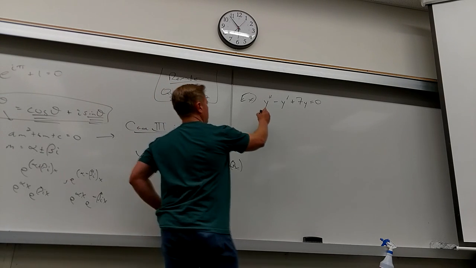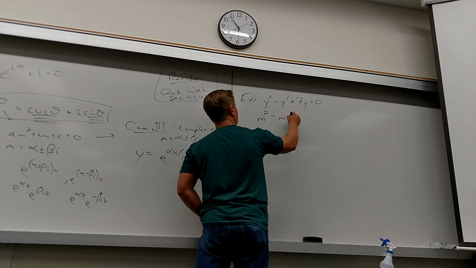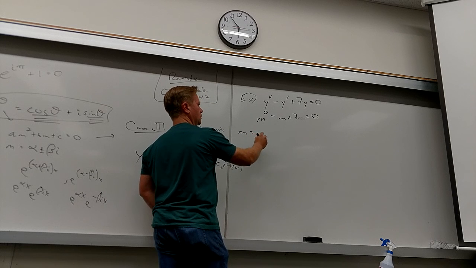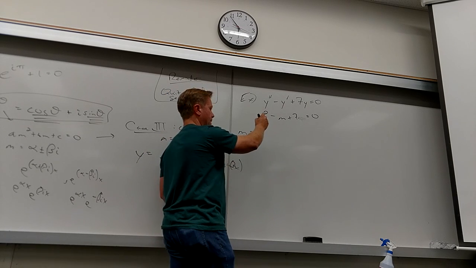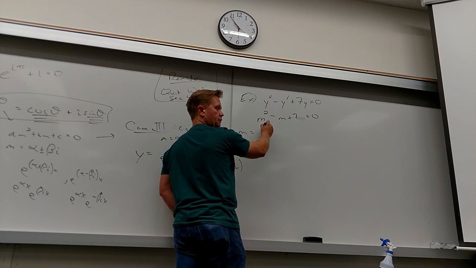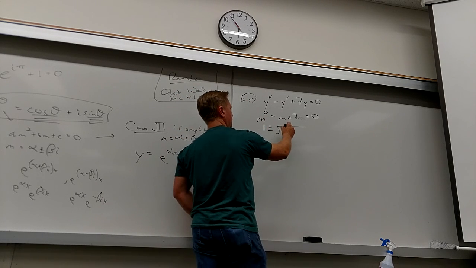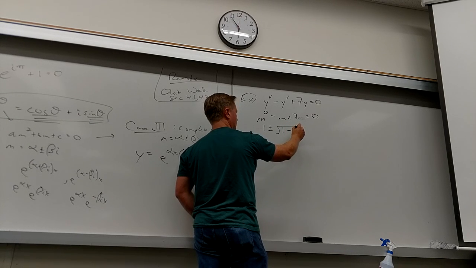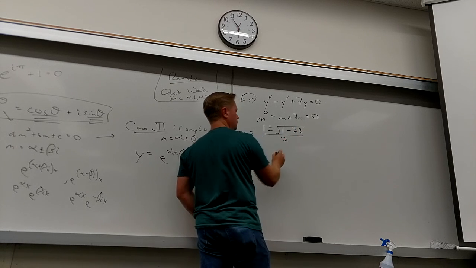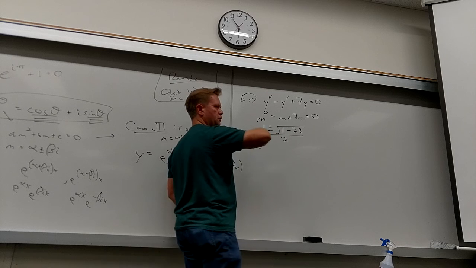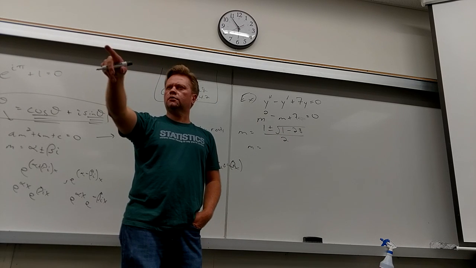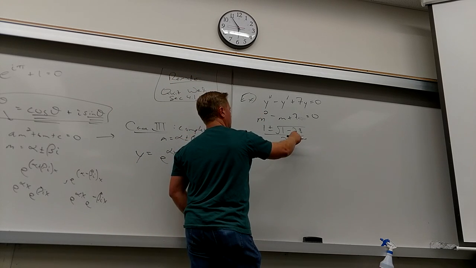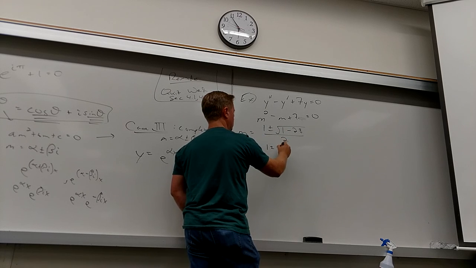All right, let's see. What's the auxiliary equation? m squared minus m plus 7 equals 0. So you got m equals 1 plus or minus the square root of 1 minus 28, divided by 2. So you get the square root of negative 27, which is 9 times 3. I like it. So you get 1 plus or minus root 27 i, which is 3i root 3, all over 2.